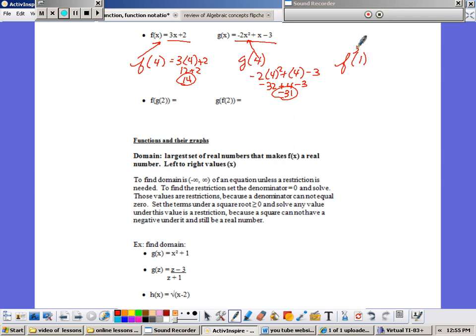Now don't fall for the fact that it's always the one above it, because here I have f of 1, and I need to go the whole way back here and put in 1. So 3 plus 2 is 5. Always look at what letter you're supposed to be going to.